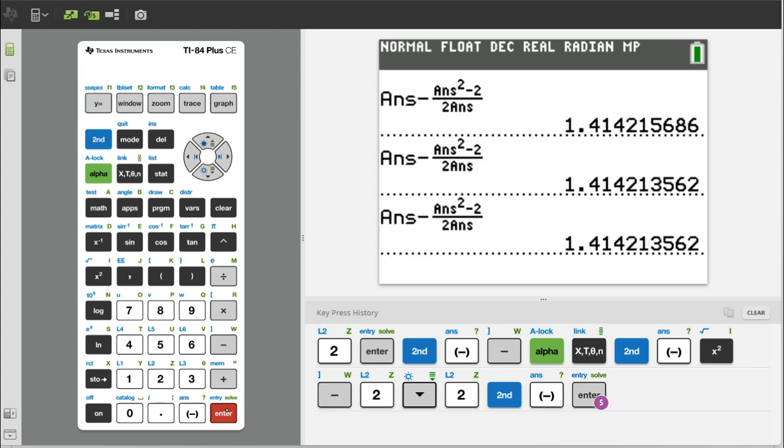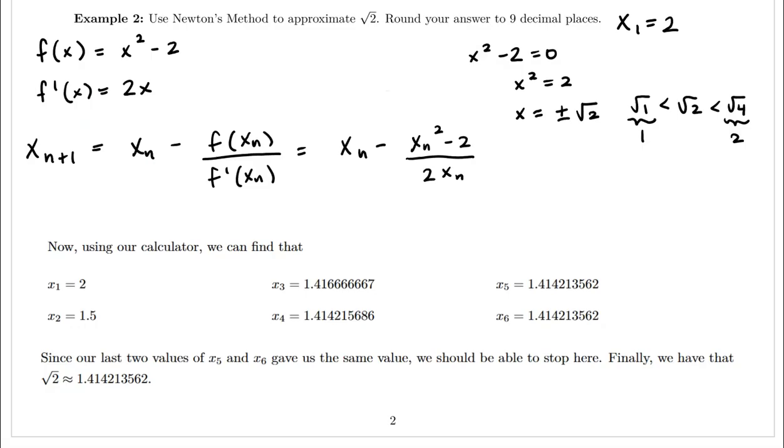So let's go back into our notes. All right, so I went ahead and copied and pasted our x sub n values. And again, notice that x sub 5 and x sub 6 repeat. So since our last two values gave us the same output value, we can stop here. And finally, we have that the square root of 2 is approximately equal to this decimal here. And that concludes example 2.